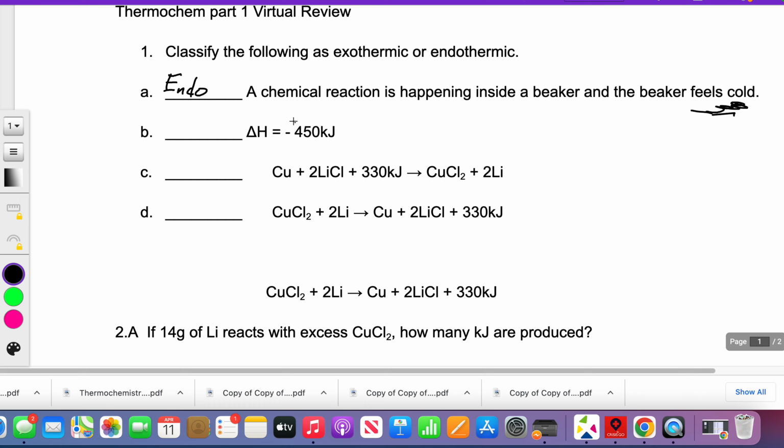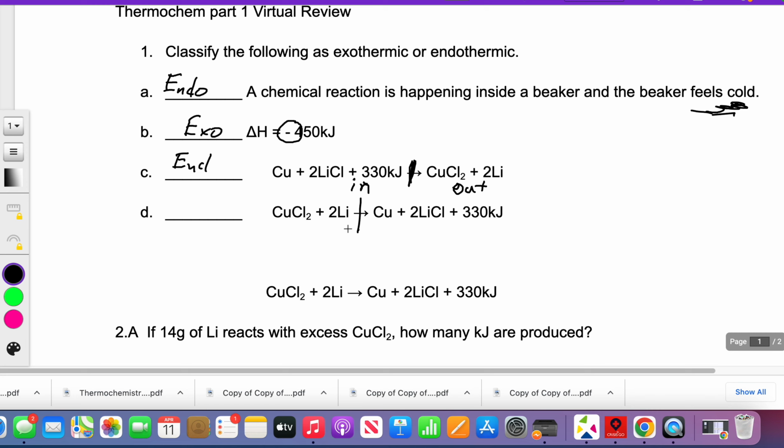Okay, when you get a delta H value, if the delta H is a negative value, that's exothermic. All right? If it was a positive value, then it would be endothermic. Okay, when you get a thermochemical equation, you have to look at which side the energy is written on. Remember, everything on the left side is what the chemist puts in. Everything on the right side is what comes out. And so if the energy is going in, it's entering or endothermic.